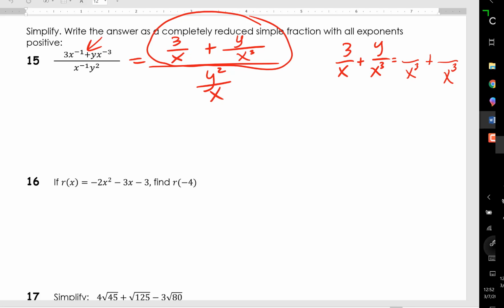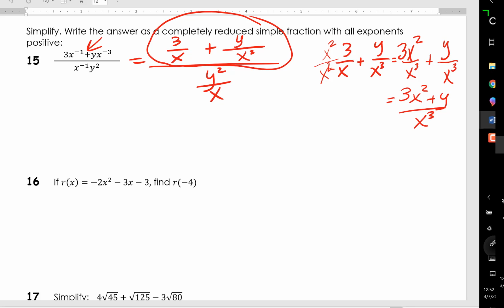Because, for example, when you want to rewrite that first fraction with the denominator of x cubed, you can just multiply the top and the bottom of it by x squared. So you're multiplying it by x squared over x squared. That will give you a denominator of x cubed and a numerator of 3x squared. And then y over x cubed is already over x cubed. You don't need to do anything to it. So you've got the common denominator now. You just add the 2 fractions together. And this is what you have.